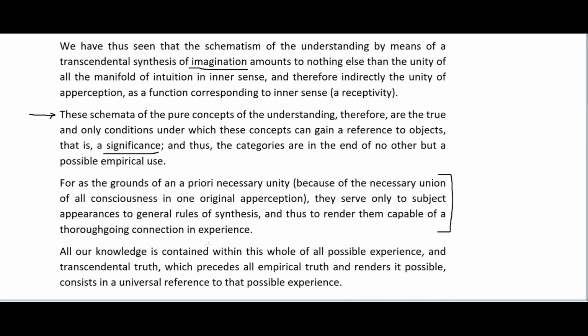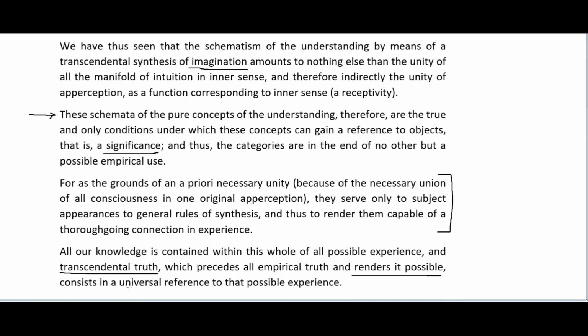So all our knowledge is contained within this whole of all possible experience, and transcendental truth, which precedes all empirical truth and renders it possible, consists in a universal reference to that possible experience. And so he's talking about how the categories of understanding make experience possible here. The transcendental truth, which is the categories of understanding, precedes all empirical truth and renders it possible. And so the categories of understanding, he's saying, are a priori. They're there before experience and render experience possible, and consist in a universal reference to that possible experience.